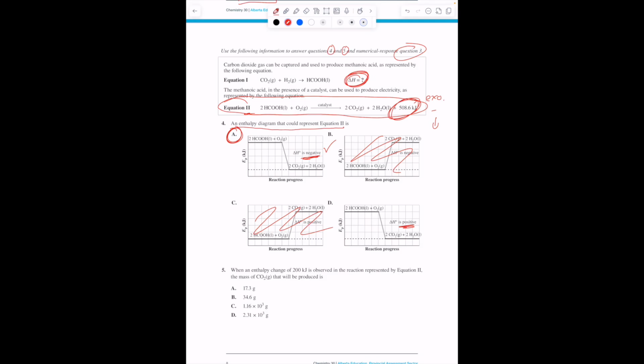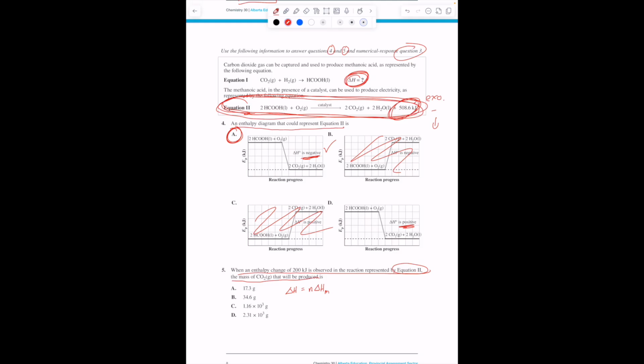Okay. Enthalpy change of 200 kilojoules observed in equation 2. So same equation. What's the mass of CO2? Okay. So first of all, back up to this one. I ask myself, what is this? Is that a temperature change or a chemical change? Well, I see a chemical reaction there. That's a chemical change. So my formula is delta H equals N delta HM.